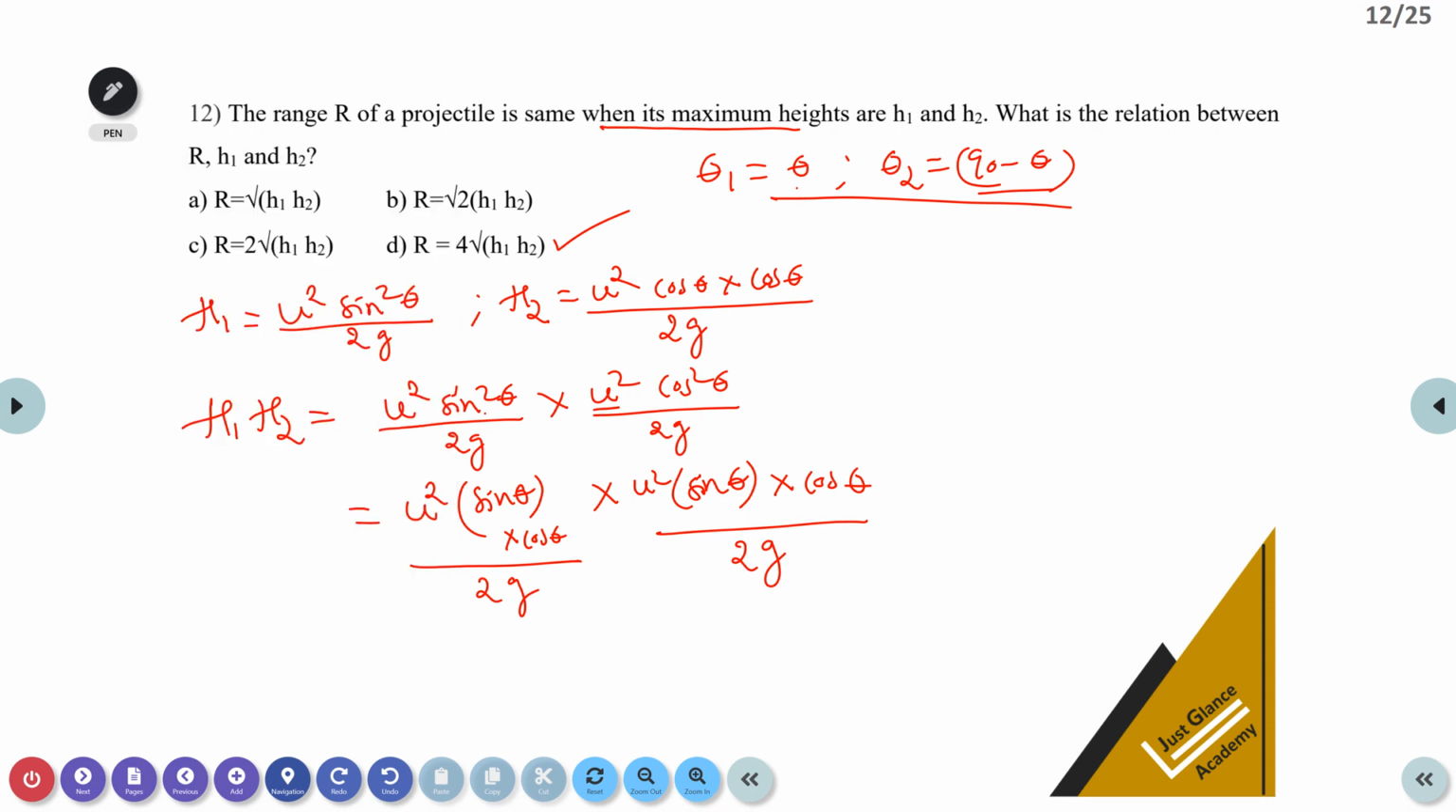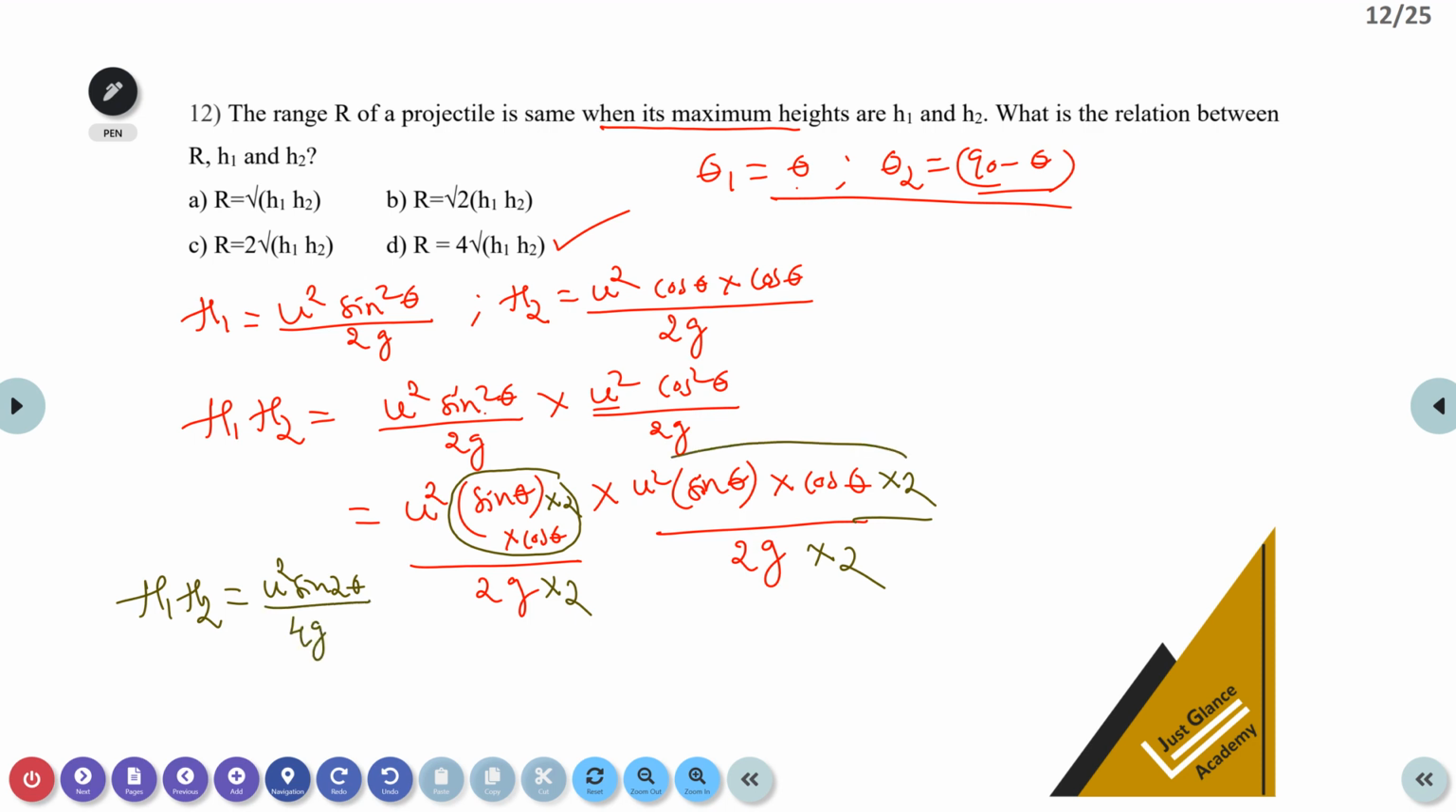Just multiply by 2, I am doing. Here also multiply by 2, here also multiply by 2. You see, what is this factor? This factor is nothing but sine 2 theta. So that h1 into h2 equal to u square into sine 2 theta, am I right? Divided by 4g.